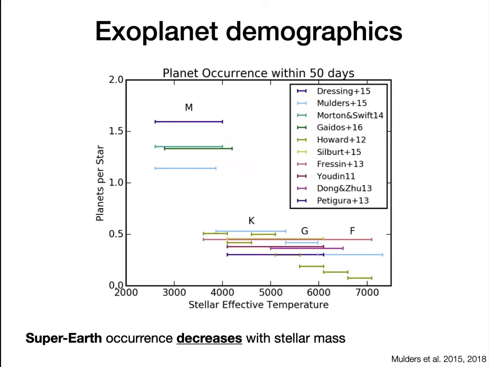But now let's take a look at the smaller planets. The super Earths that have been discovered with the Kepler Space Telescope, for example, their occurrence is actually anti-correlated with stellar mass. These planets are more common around lower mass stars. So how can we connect this with the statistics of gaps that we see with ALMA?